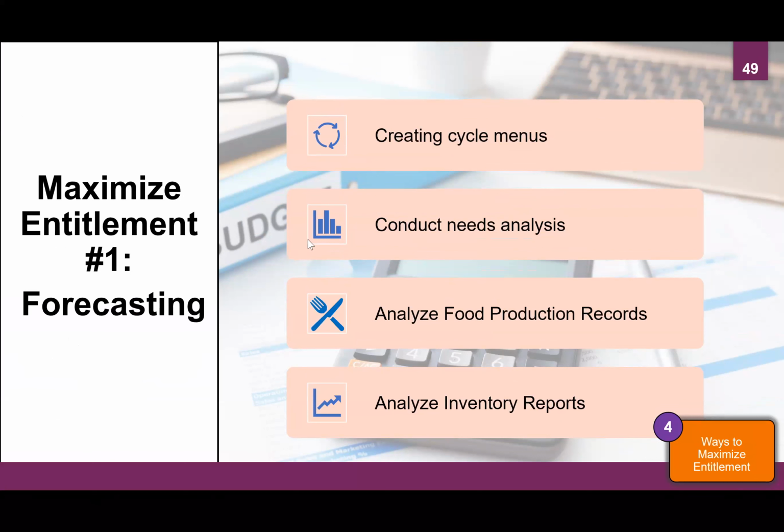Another way of maximizing your entitlement is to make sure that you're conducting your needs analysis. What does your RA or your CE, your district, actually need? Also, look at your food production records and analyze your inventory report: what's moving, what's not. We'll talk more about that in our forecasting module, I believe in two or three weeks.